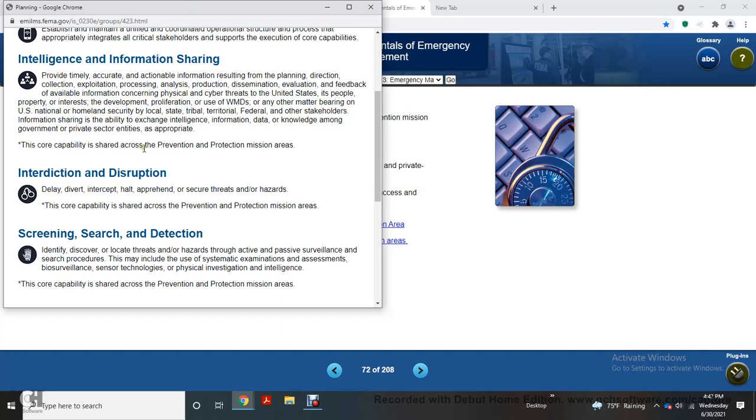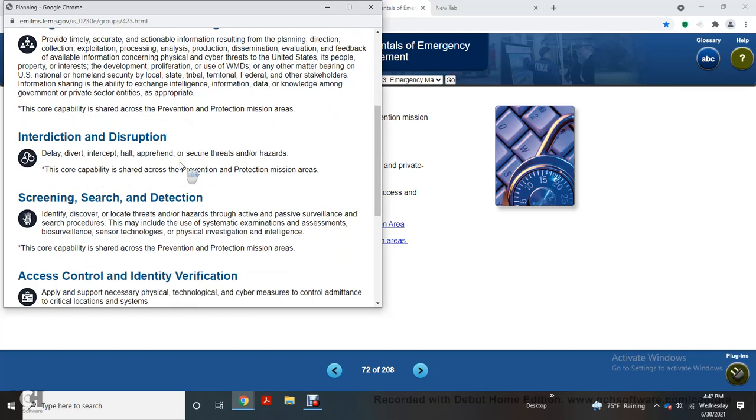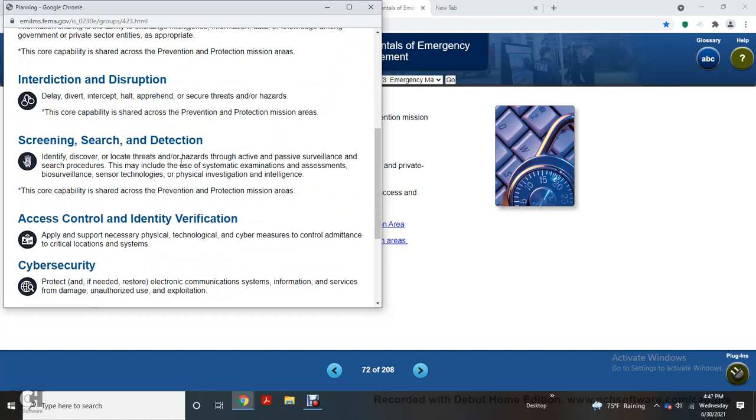The core capabilities shared across the prevention and protection mission areas. Interdiction and disruption: deliberate actions to divert, intercept, halt, apprehend, or secure threats. This is a core capability shared by the prevention and protection mission areas. Screening, search, and detection.